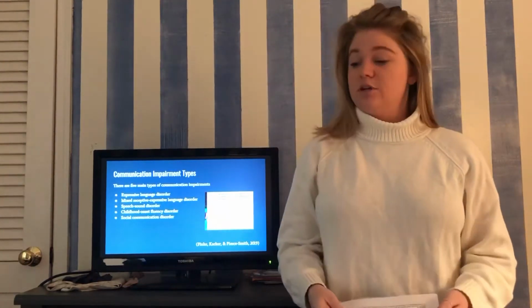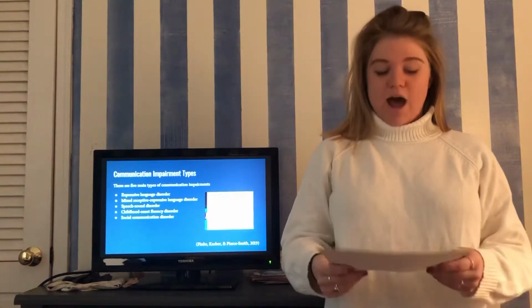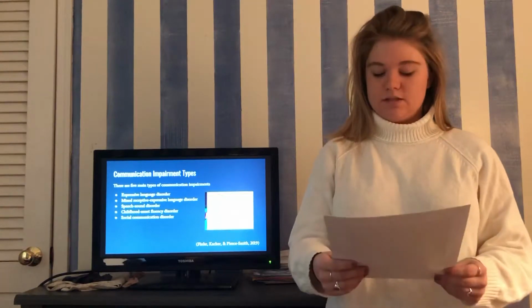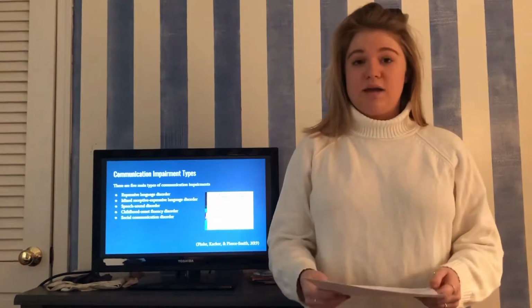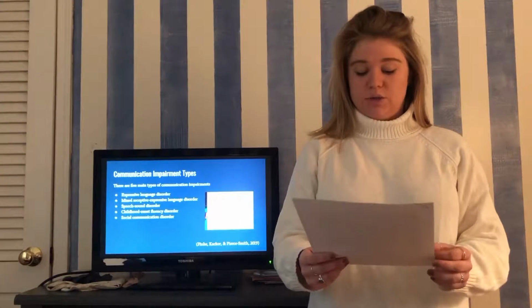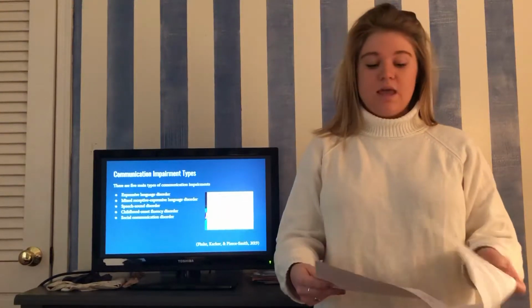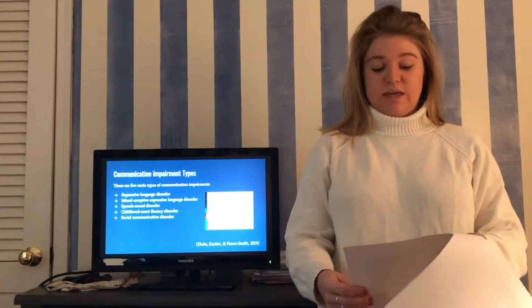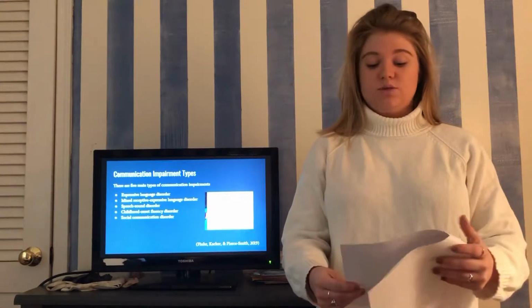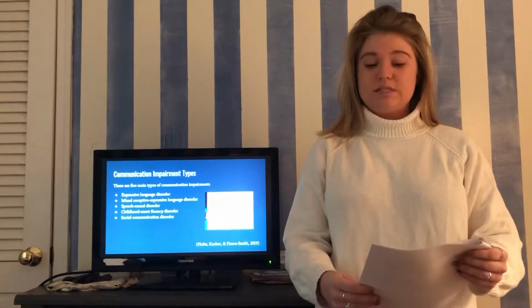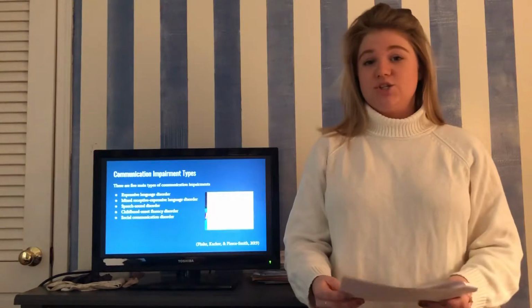So, the types of communication impairments. There are 5 main types of communication impairments. Each of these types has their own manifestations. These types include expressive language disorder, mixed receptive expressive language disorder, speech sound disorder, childhood onset fluency disorder, and social communication disorder.